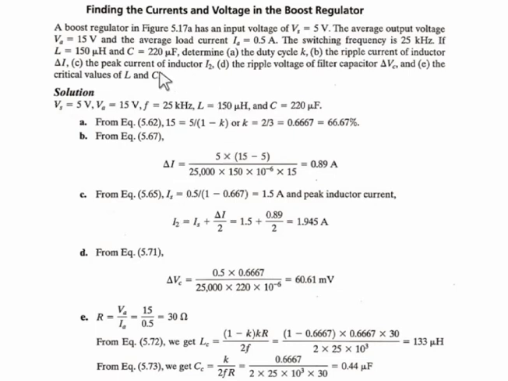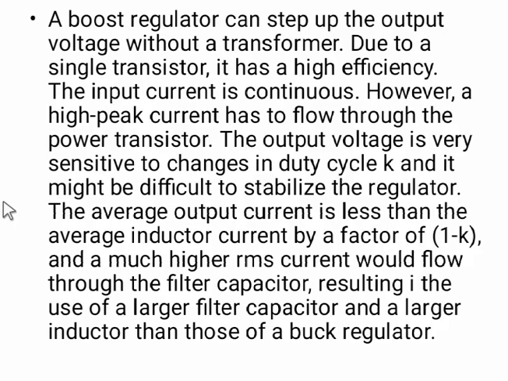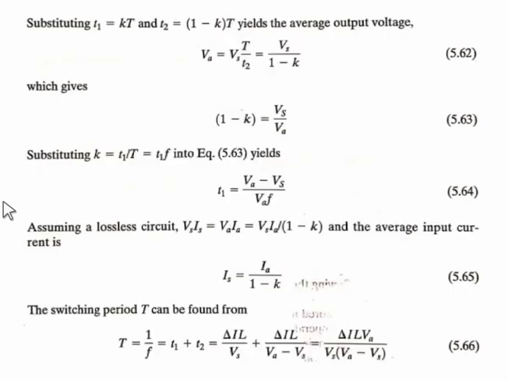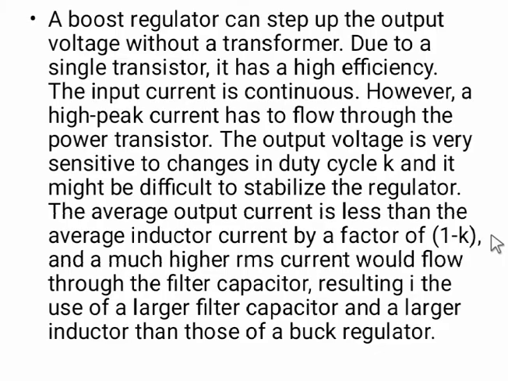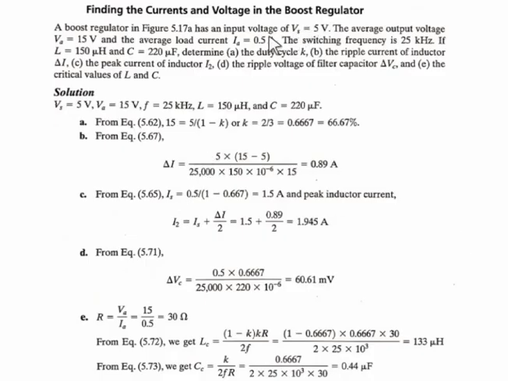And the peak current of the inductor I2. So I2 equal to Is plus delta I by 2, where delta I equal to 0.89. Is is the source current, which is given by equation 5.65. Is equal to Ia upon 1 minus K. Ia is the load current, which is 0.5 ampere. So it is 0.5 by 1 minus K, which is 1.5 ampere, plus delta I by 2, 0.89 by 2. So total peak current I2 equal to 1.945 ampere.